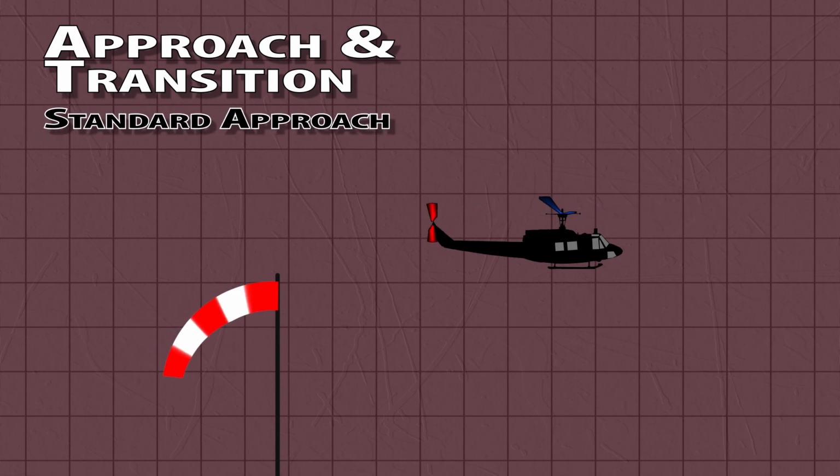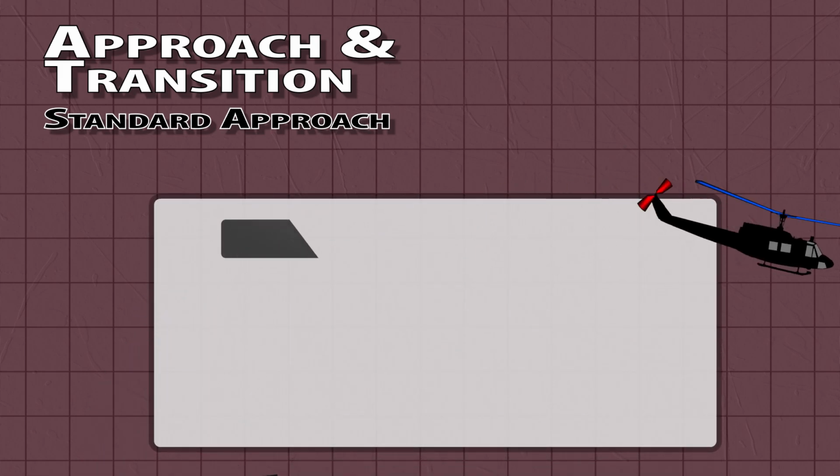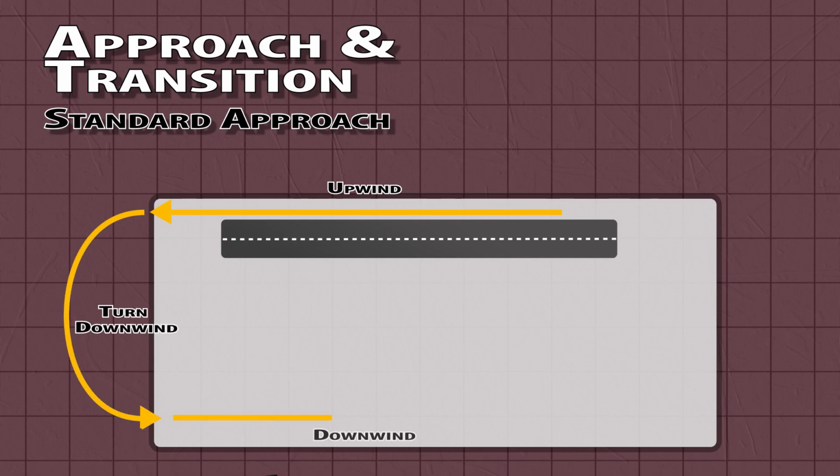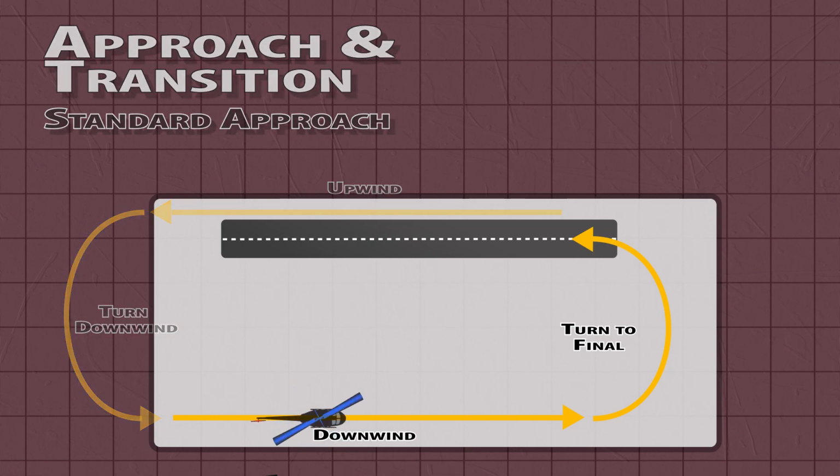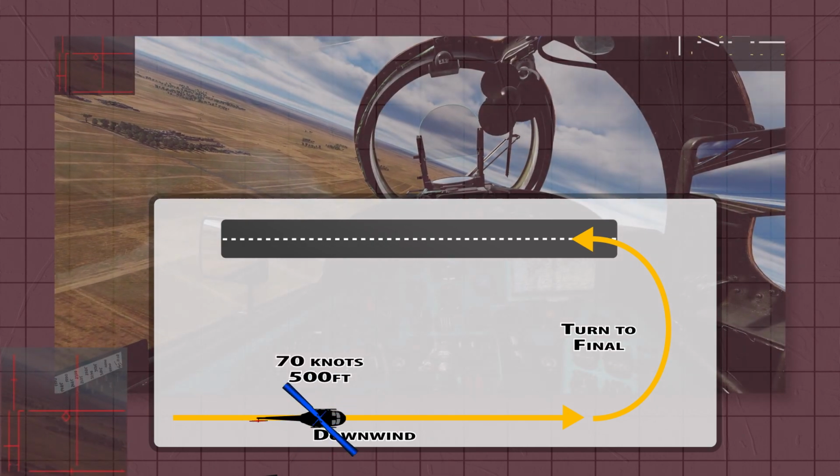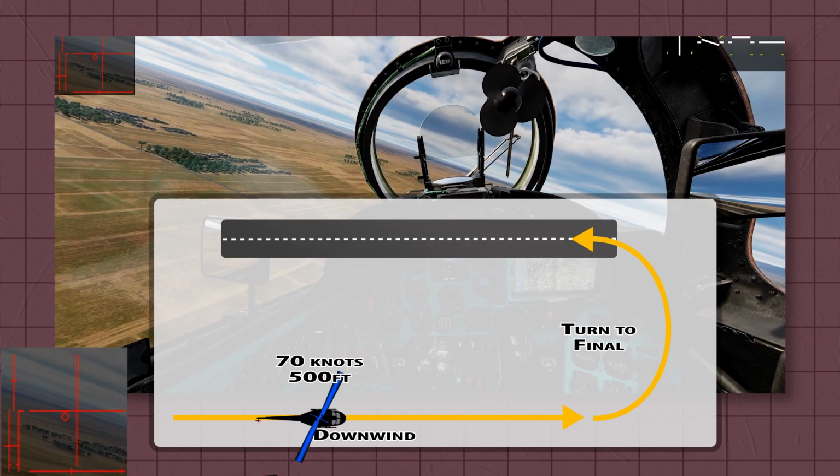Standard approach. This is the approach you'll be making the most use of. In a lot of ways, this is the same as an airfield pattern. You can fly from the upwind if you like, but that's just normal flight and turn. So let's pick it up at the downwind. We're on the downwind about 70 knots at about 500 feet.